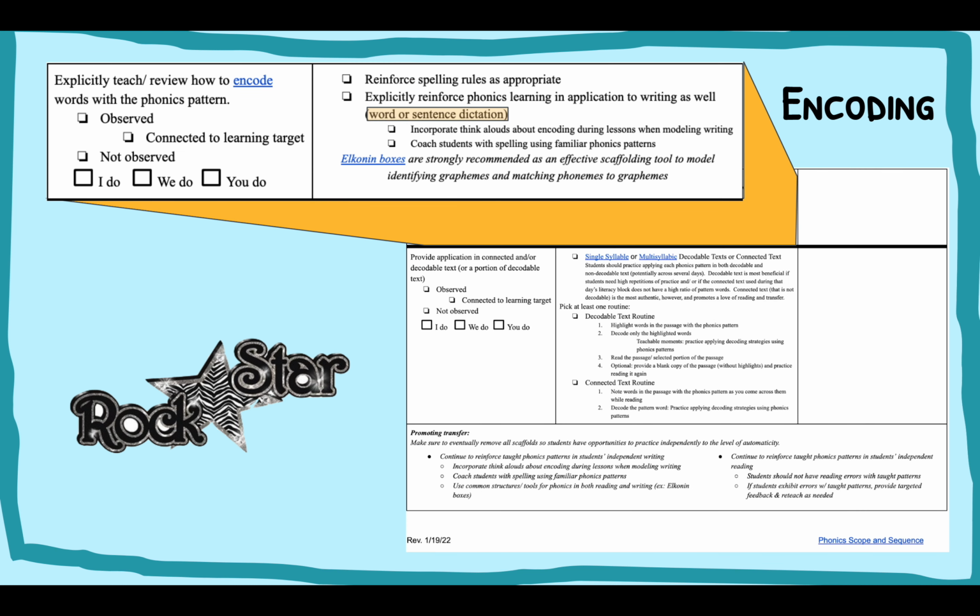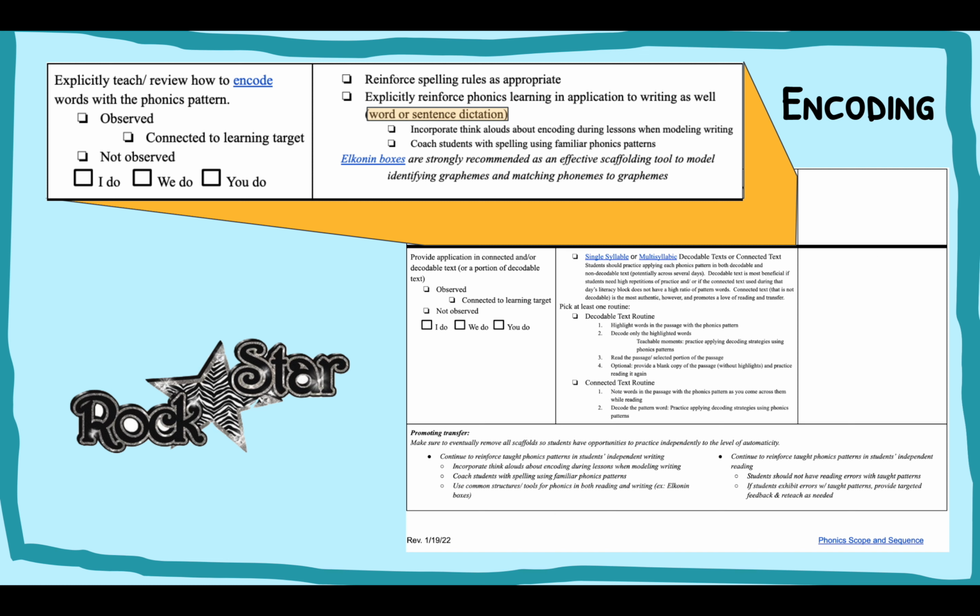So that wraps up the decoding side, where you start with the symbol, you match on the sounds, and you read the word. Encoding is the opposite side of that. You start with the sounds, and you match them to letters in order to write the word. As we were doing our observations across our system, this is really a place that we excelled across the board.